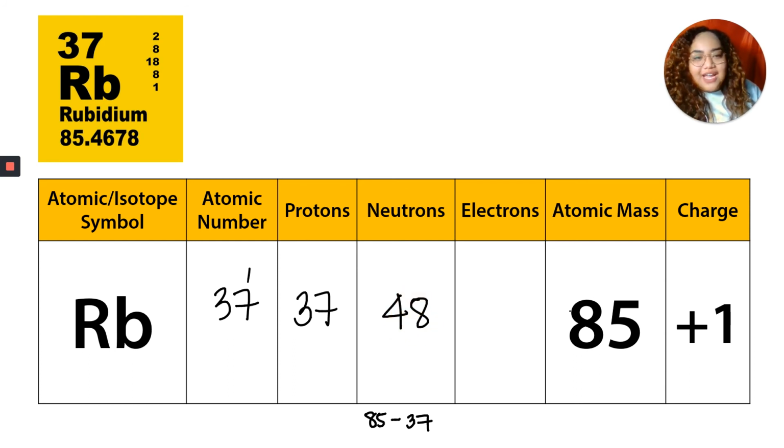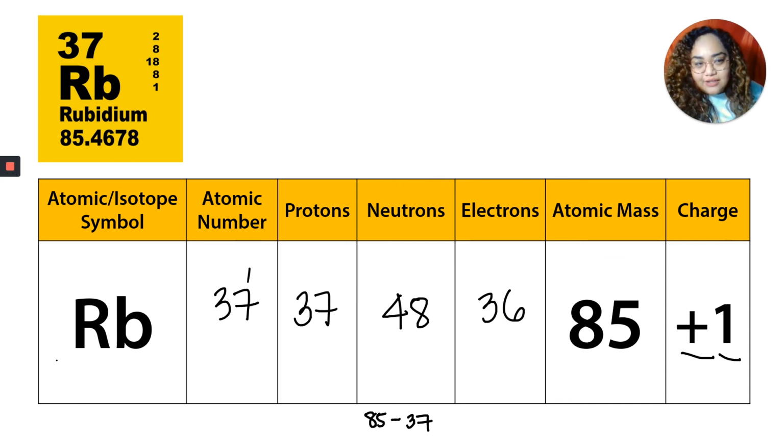Okay. Now next, we're going to figure out how many electrons there are. If you look at the charge, it will be positive 1. Since it is positive, that means there are fewer electrons here. By how much? That will be 1. So if there are 37 protons, the number of electrons will be 1 less than the protons. So that would be 37 minus 1, which is 36.